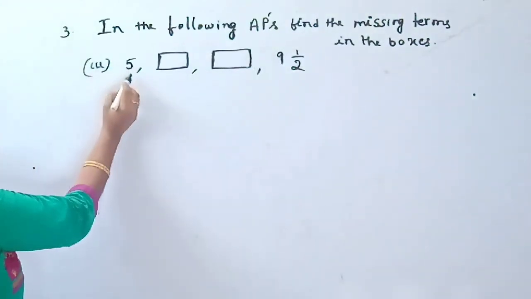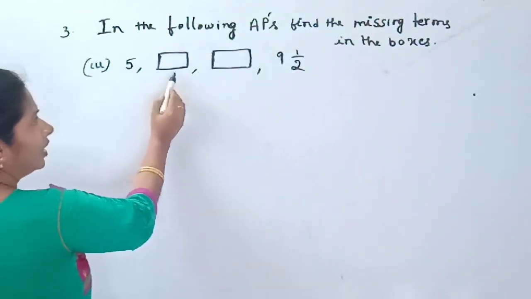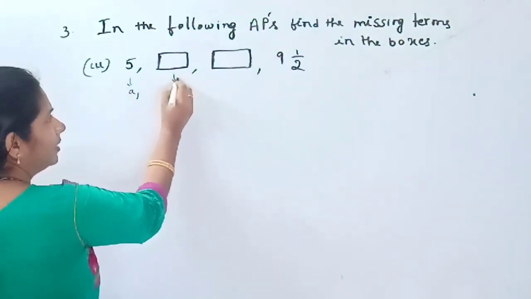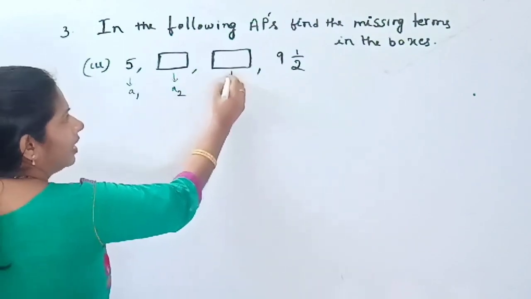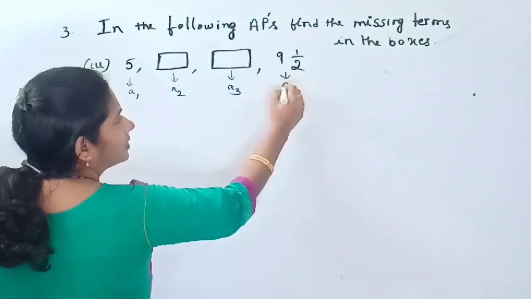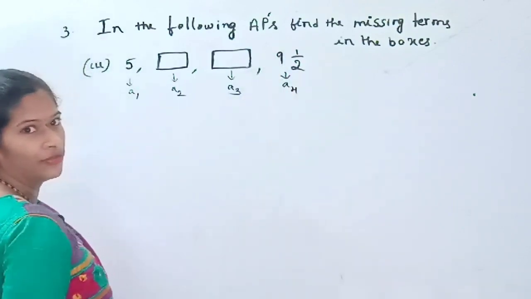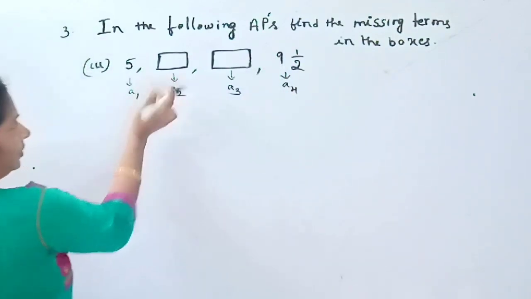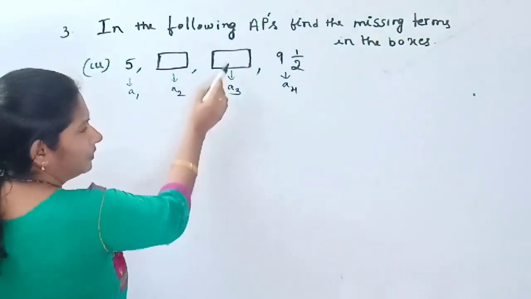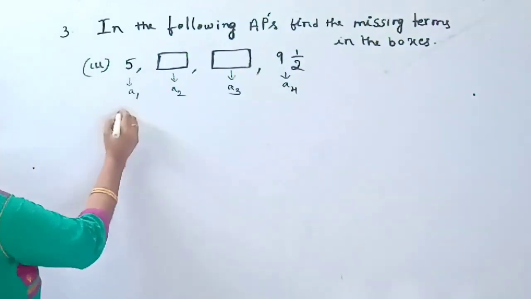See, your first term is A. So now we have to find this, the first term A1. Second term we have to find out, children, and third term we have to find out, and the fourth term is given, that is 9.5. Is it clear? Now, how will you find this missing term, children? A2 and A3 values you have to find out. So what is given, you write down first.